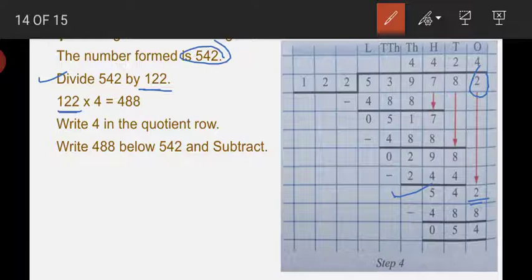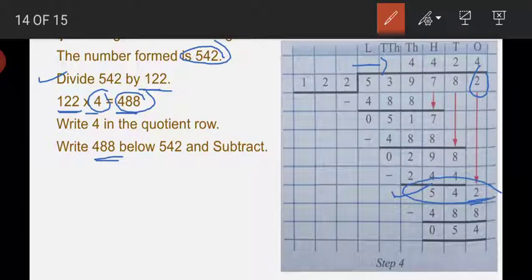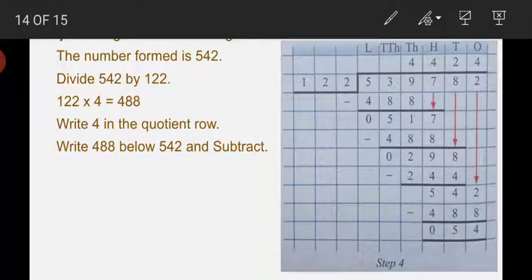So here I have multiplied the same 4 to get the number which is less than 542. So it is 488. So this 4 you have to write in the quotient row, and that 488 you have to write just below 542 here. After that you have to subtract these two, so the difference is 54. Next we have to cross check. Okay, we have completed the division.